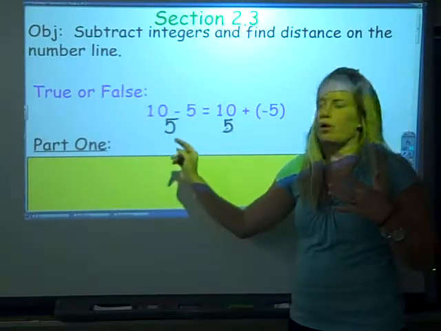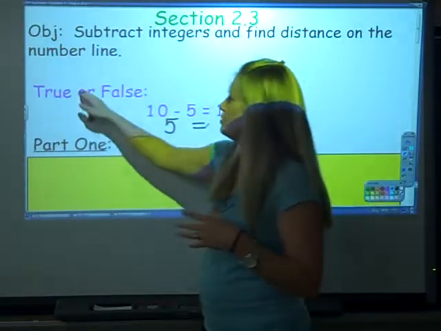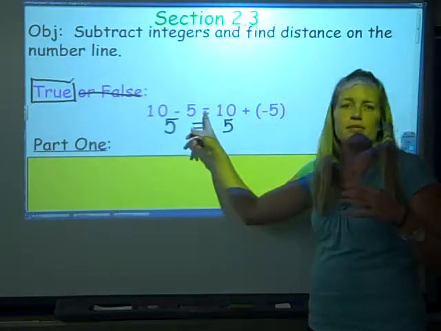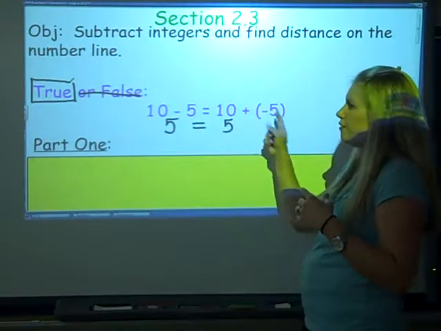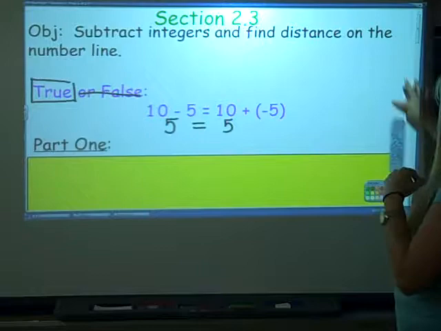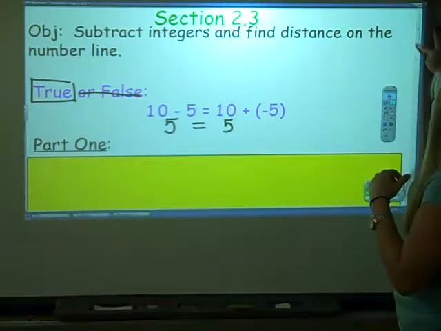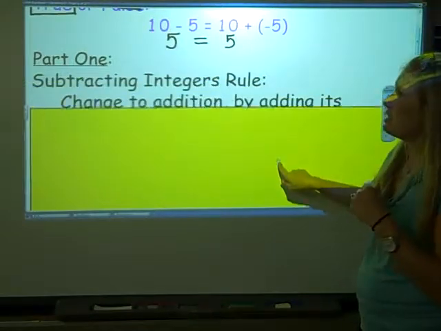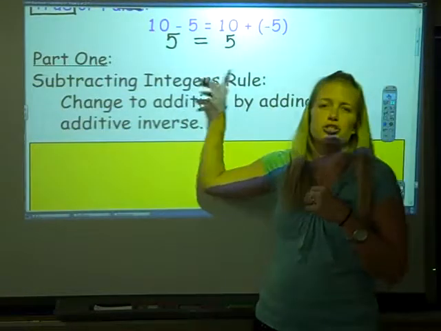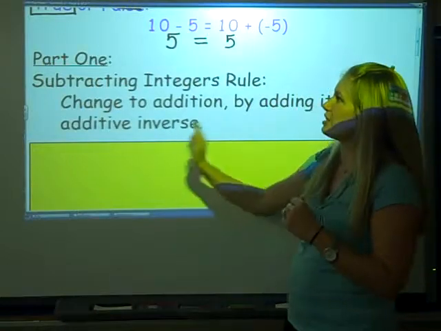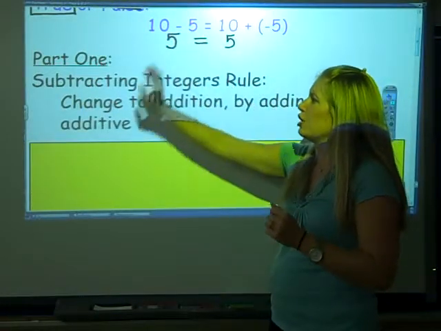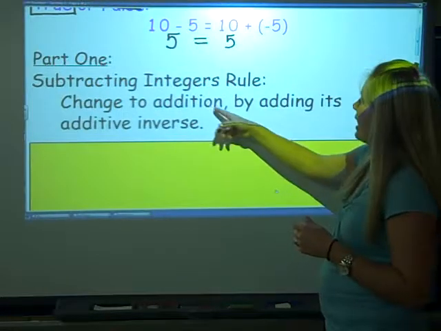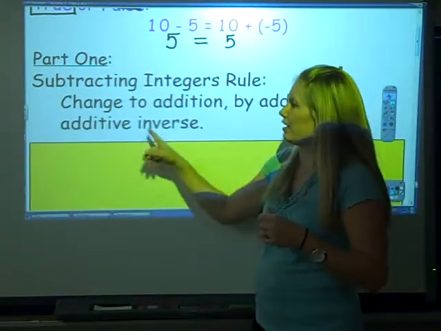These two things are equal. This would be a true sentence, that 10 minus 5 is the same thing as 10 plus negative 5. Now, the reason why I just did this with you is to tell you about the subtracting integers rule. What you do when you are subtracting integers, see how they're subtracting? You're going to change it to an addition problem. To do that, you add its additive inverse.